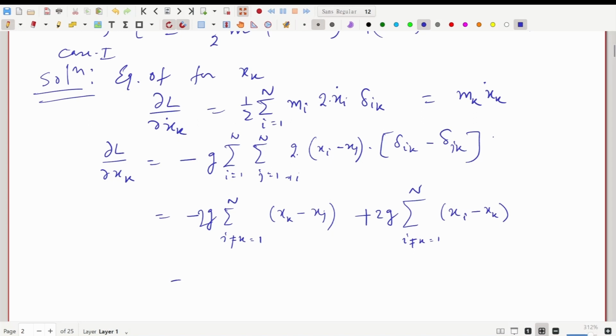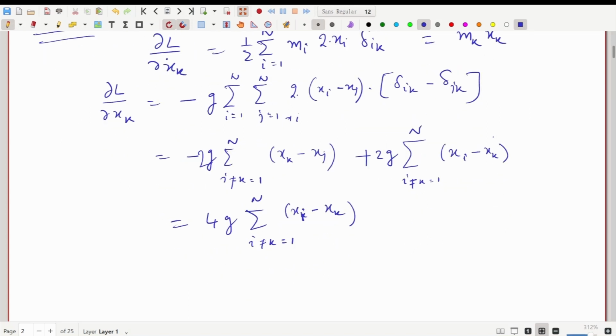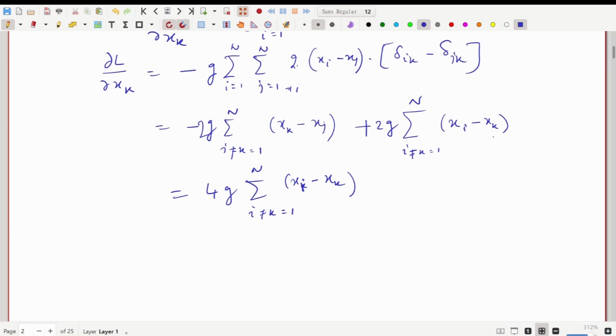So this will be 4g times the sum over i not equal to k, 1 to n, of x_k minus x_i, minus x_k. Okay, so this will be the result. So one has to be careful while doing such calculations.